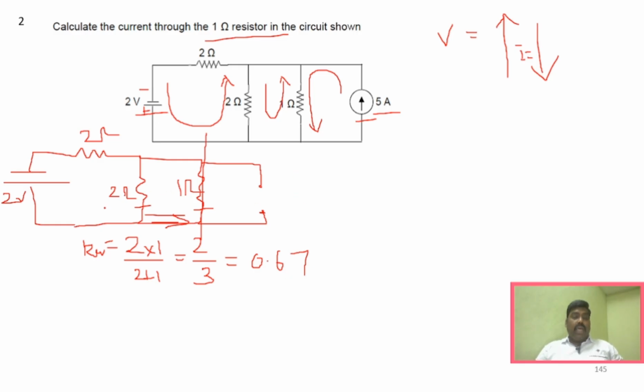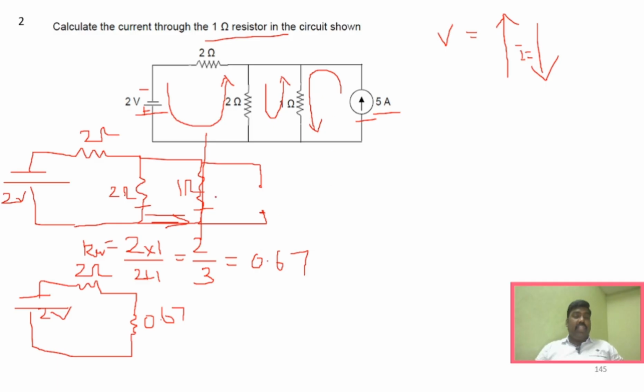So how will I redraw this particular circuit? I will redraw the circuit like this, right? So you'll have a 2 ohm resistor, and this resistor has become 0.67. So this will be 2 ohm, and this will be 2 volt.